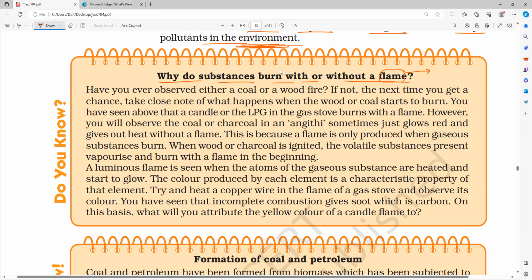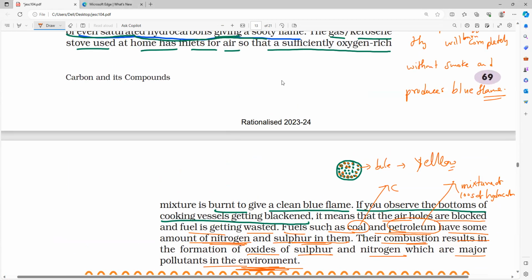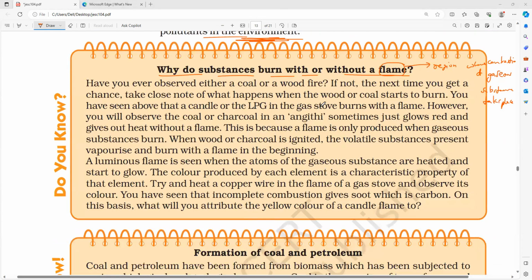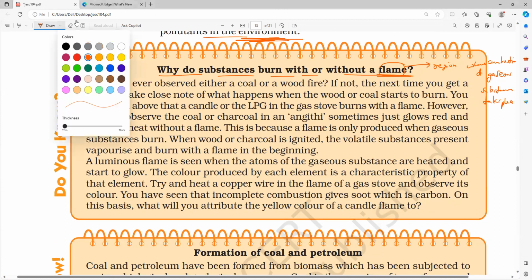Okay, so write it. A flame is a region where combustion of gaseous substance takes place. Do you understand, Mr. Pugal, Rohit? Understand, everybody? So combustion of gaseous substance takes place. That is what we call a flame.